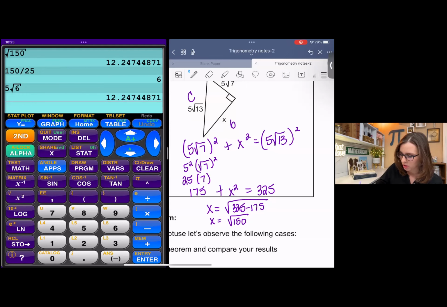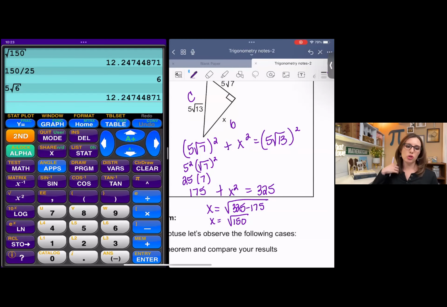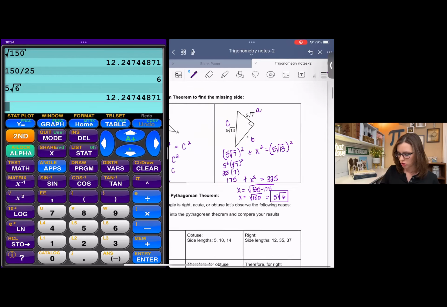So I can go over here. I'm going to go ahead and write my solution as an exact solution just because the original sides were given as square roots. So I kind of want my answer to match that. And that's going to be 5 square root 6. And that's it. So that's 2 examples, one where you have to find the hypotenuse and one where you have to find a leg. When you have to find a leg, you have to do a little bit of solving, but it's very basic algebra and it shouldn't trip you up too much.